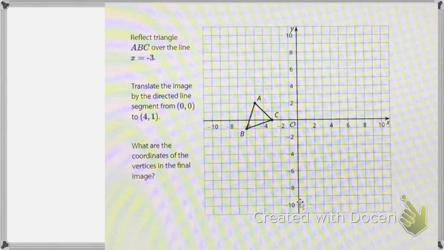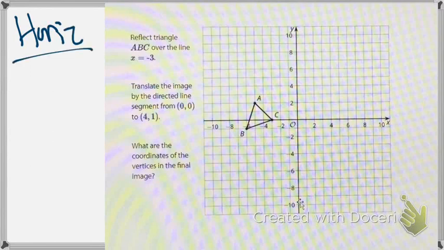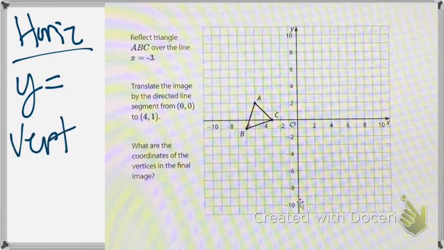So just a reminder that all horizontal lines are going to be y equals equations, because the y is constant. The x is what's changing. There's no change in y. All vertical lines are going to be x equals equations, because x never changes. There's no change in x, just y. All right, so putting in x equals -3 would be a vertical line.